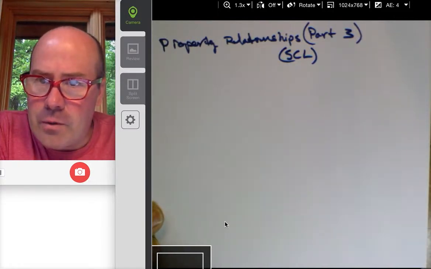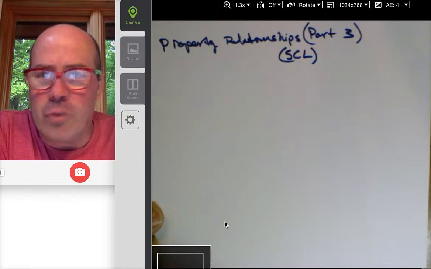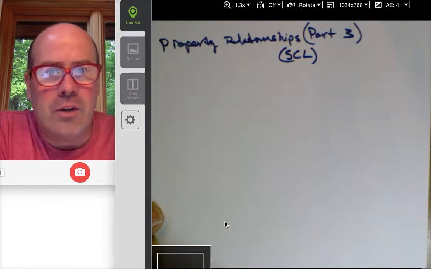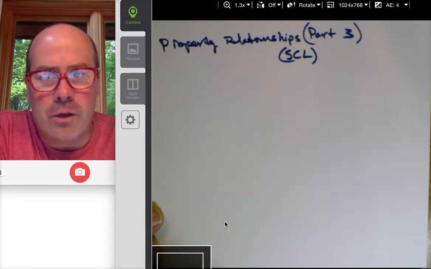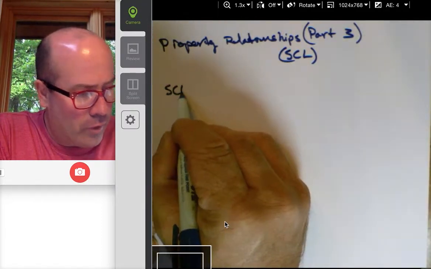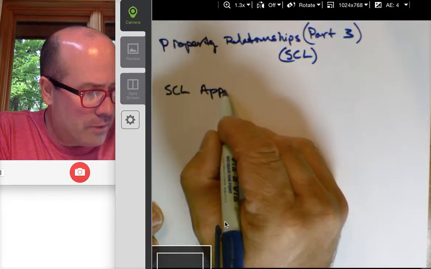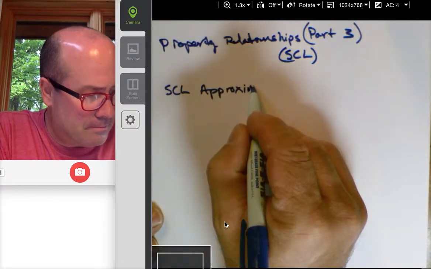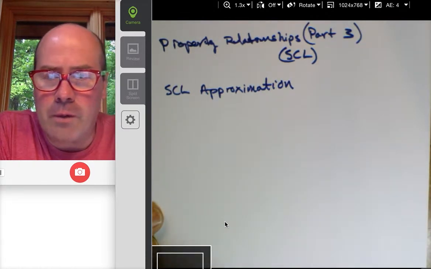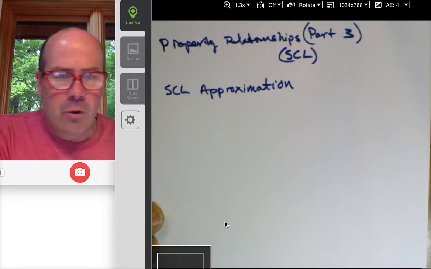Well, it turns out that there is one table that has some subcooled liquids, but virtually no tabled information. So rather than using a table here, we're going to use something called the subcooled liquid approximation. The subcooled liquid approximation. Here's how it goes.